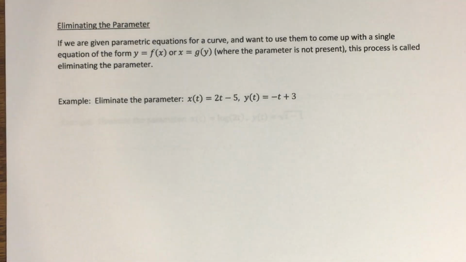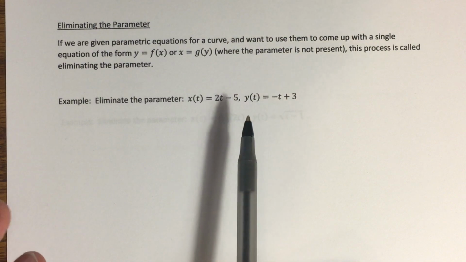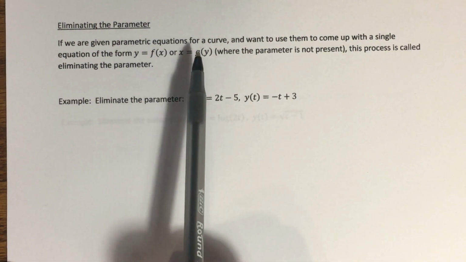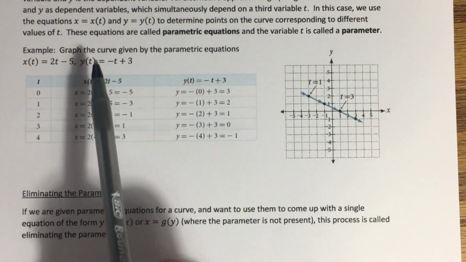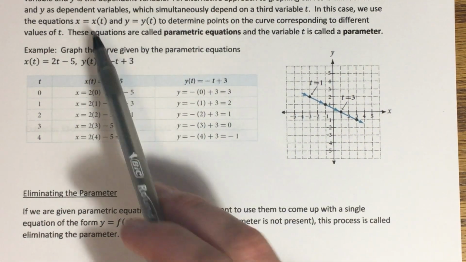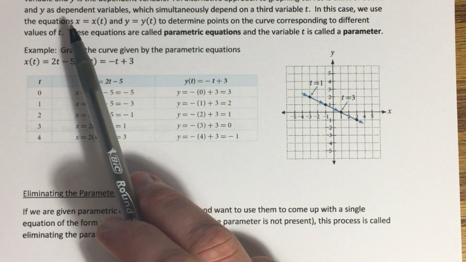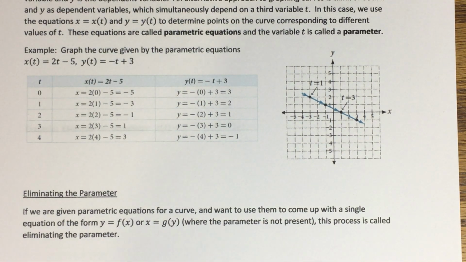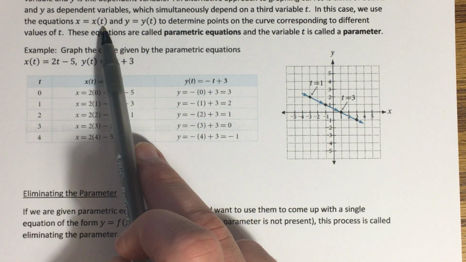But now for the main topic of this section, something we call eliminating the parameter. So let's suppose now that you're given parametric equations to work with. The idea behind eliminating the parameter is that x and y are both thought of as functions of t. t is the parameter here. But because they simultaneously depend on this variable t, that implies that there's probably some relationship between x and y as well.